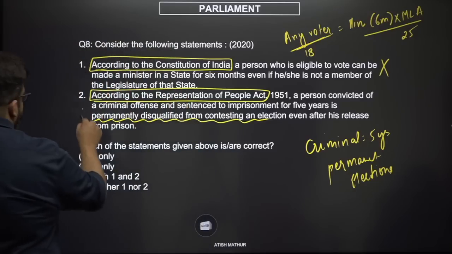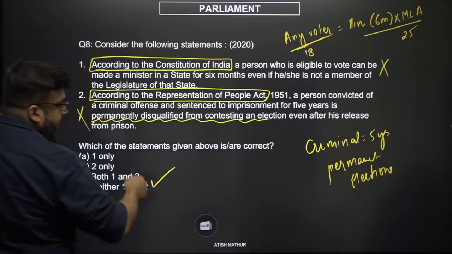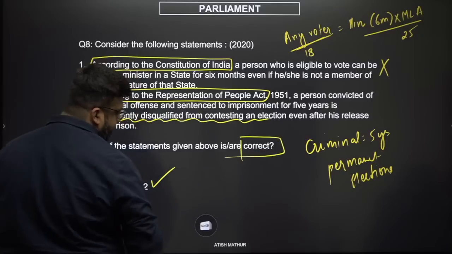So both of these seem to be wrong. The correct answer is D. None of the statements are correct.